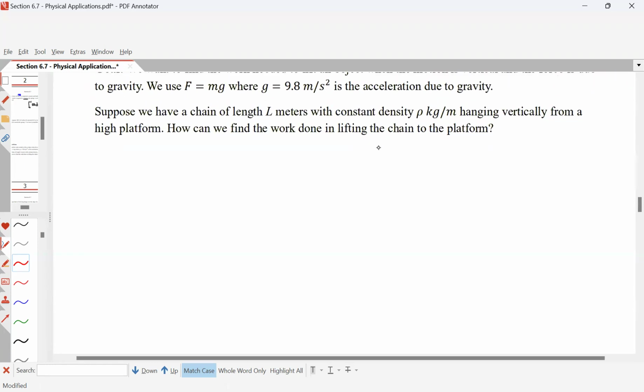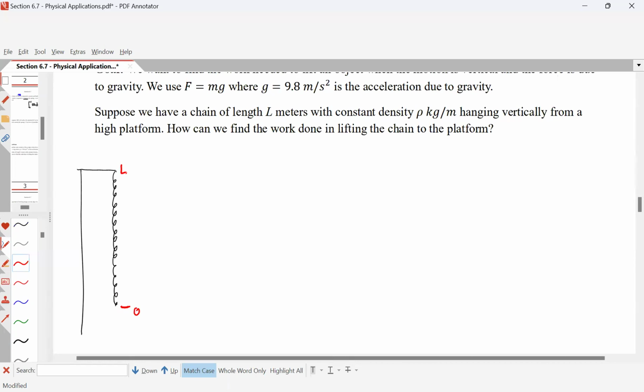Suppose, to figure this out, we have a chain of length L hanging from a high platform. So here is our platform, and there's a chain hanging down. Very realistic looking chain there. And it has length L. To help us out, putting a scaling on this is helpful. So we're going to call the bottom of the chain 0 and the top of the chain L.